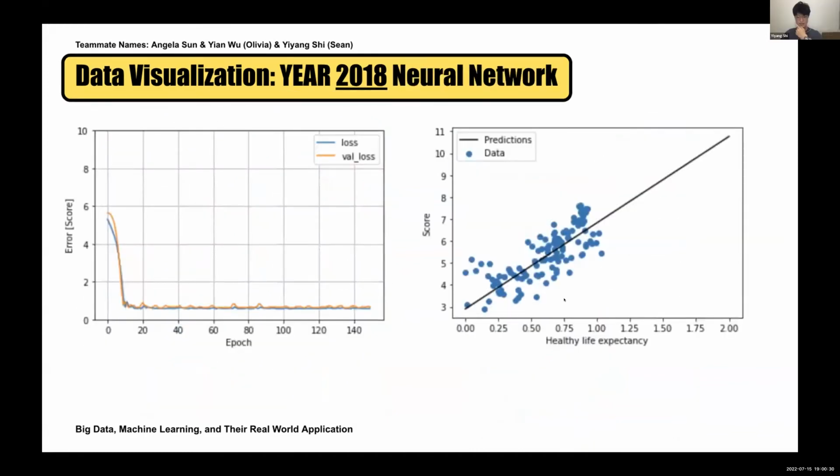And this is the neural network model for 2018. It followed past trends, and as epoch increases, MAE decreases, and as life expectancy increases, happiness scores increase as well.